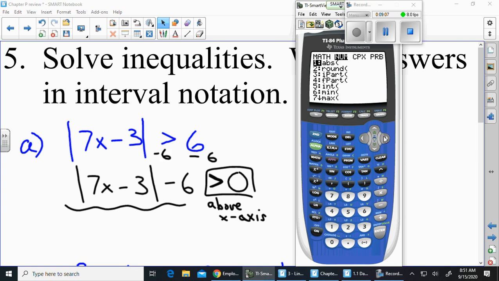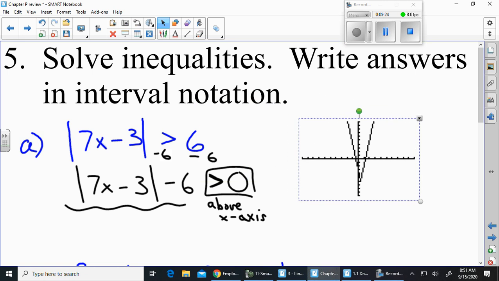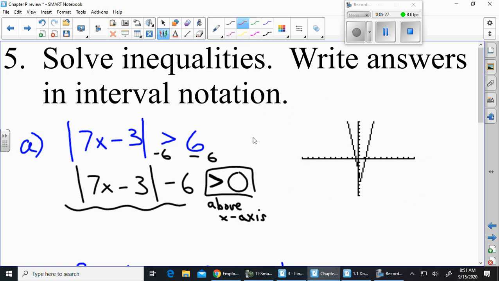So math number, absolute value, 7x minus 3, arrow out of that, minus 6, graph it. So again, you need more explanation with this. Where is it above the x-axis? That part, that part. It's 2 separate parts. So what that means is you're going to have 2 intervals, because I ask you to use interval notation. So you find that 0 and that 0.